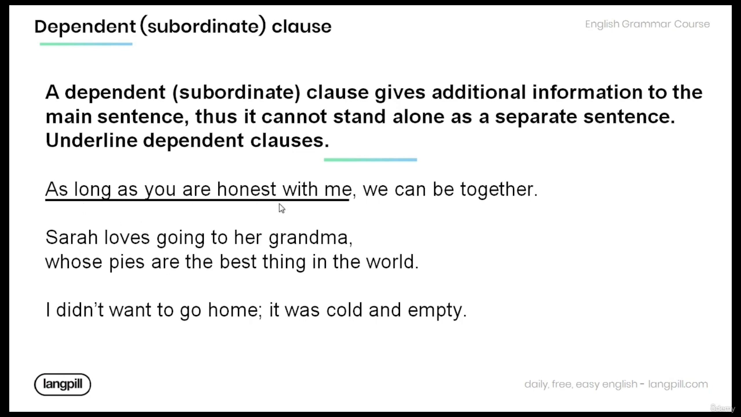As long as you are honest with me. Sarah loves going to her grandma, whose pies are the best thing in the world. Whose pies are the best thing in the world. I didn't want to go home. It was cold and empty. No dependent clauses.